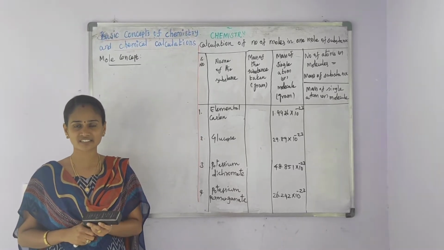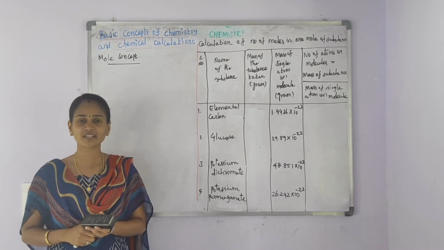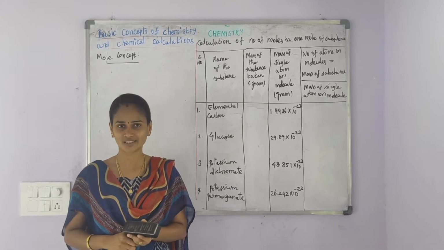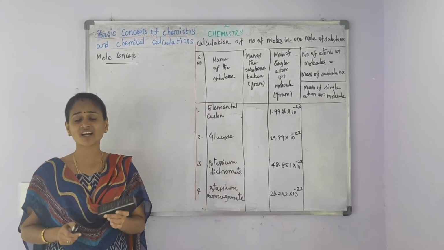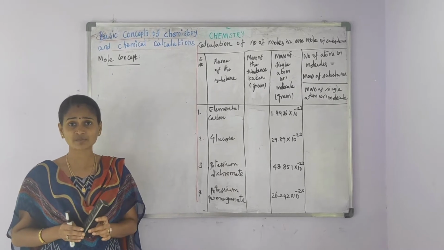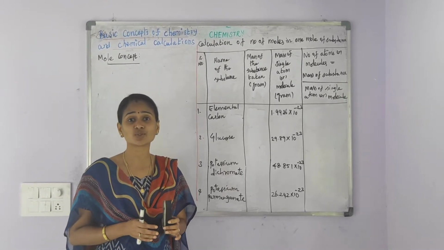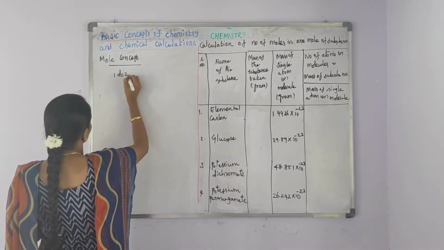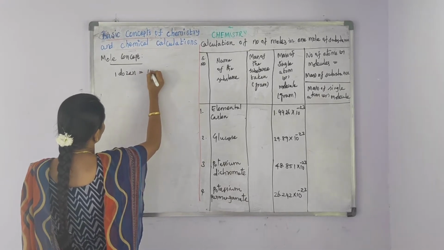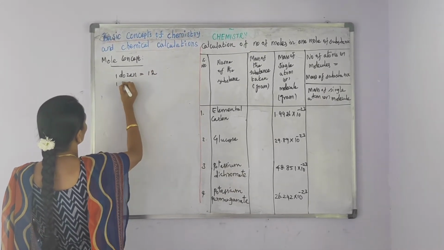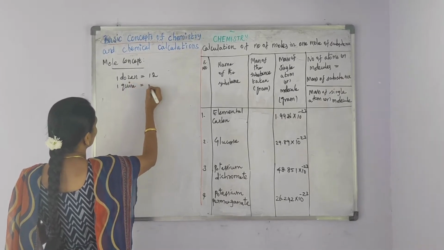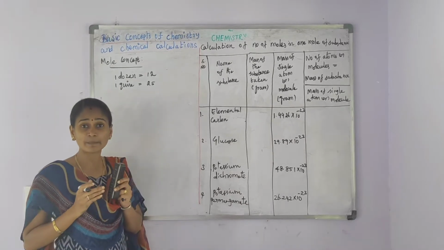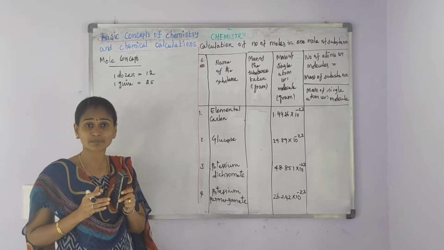In this session we will discuss the topic mole concept from the lesson basic concepts of chemistry and chemical calculations. Let me move to the topic. For our convenience, we always use special names to represent the quantity of individual items. For example, 1 dozen bananas indicates 12 bananas and 1 quire of paper indicates 25 single sheets. So we extend this comparison to understand the concept of mole.